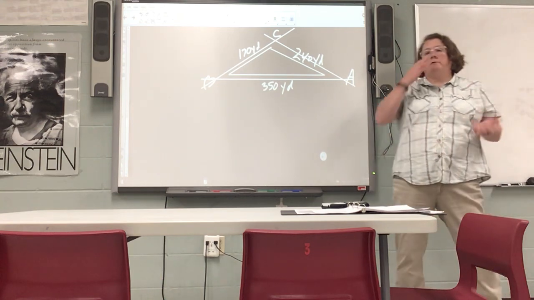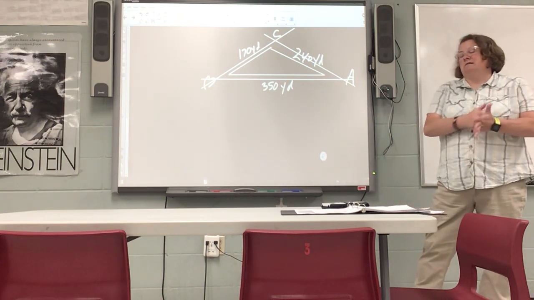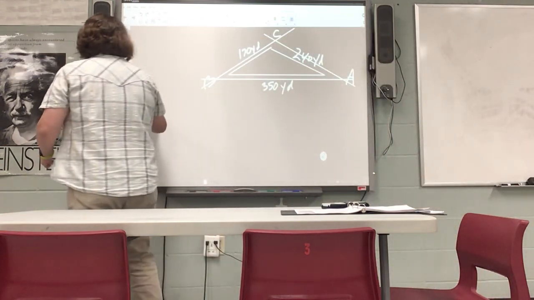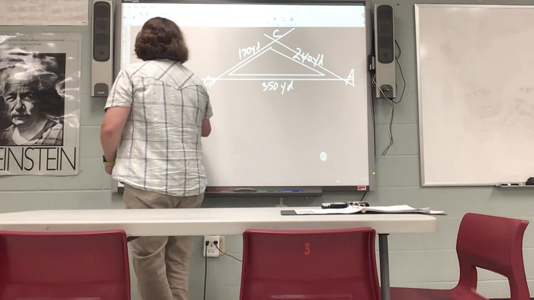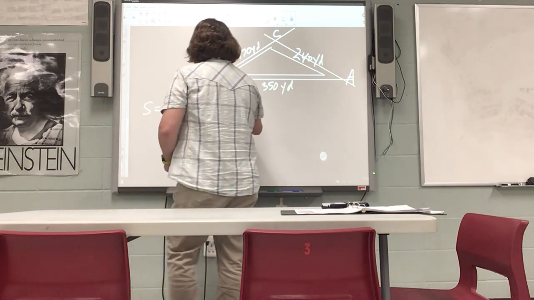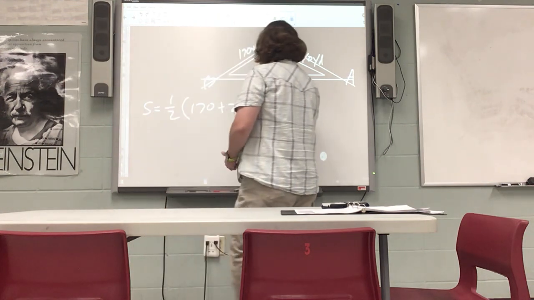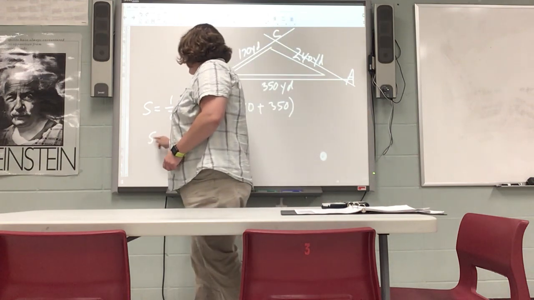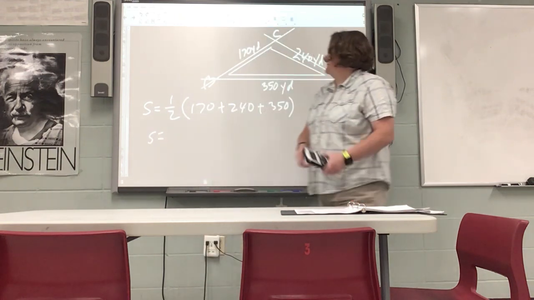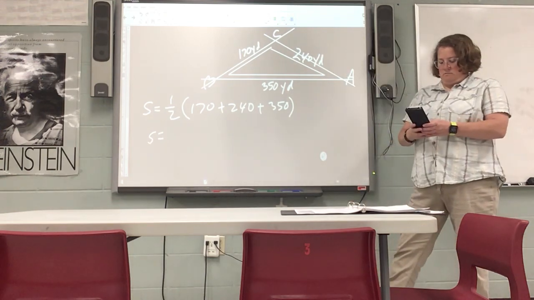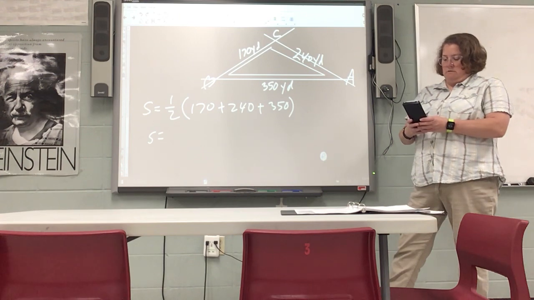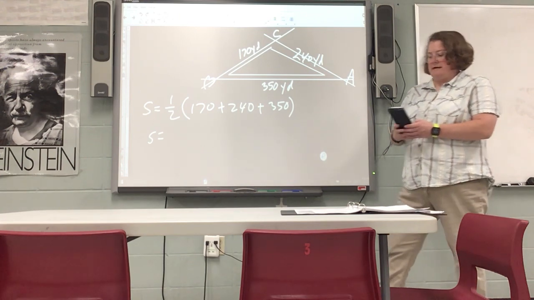So in the new formula that we wrote down, we first had to have an S. So how am I gonna find the S with this? Add all of those together for the perimeter and divide by 2. Okay, you got it? 380?